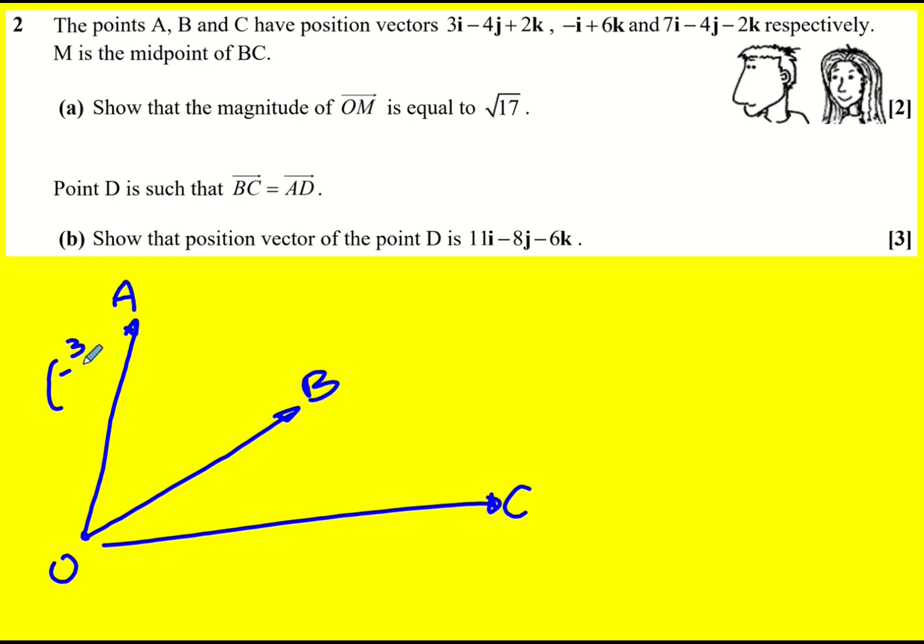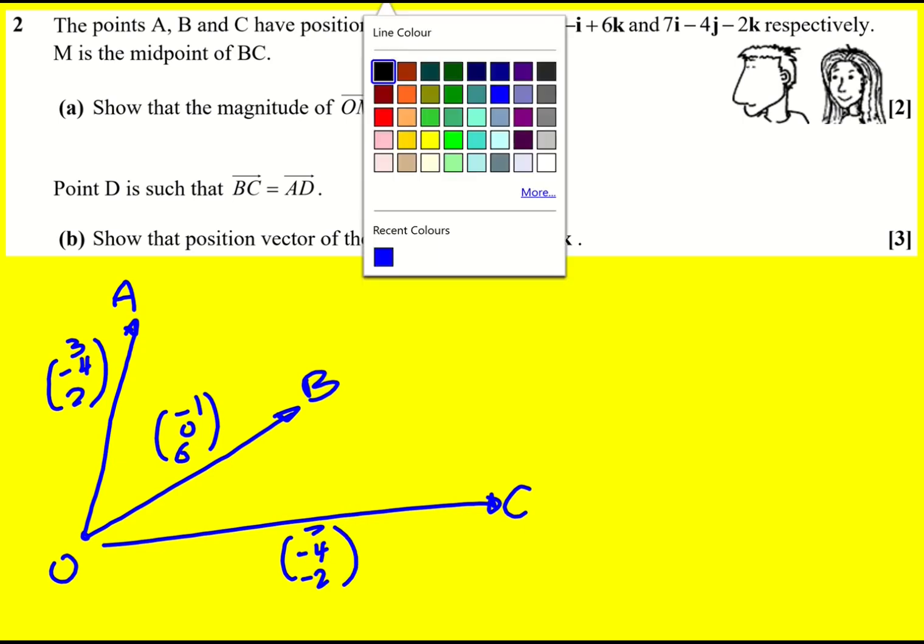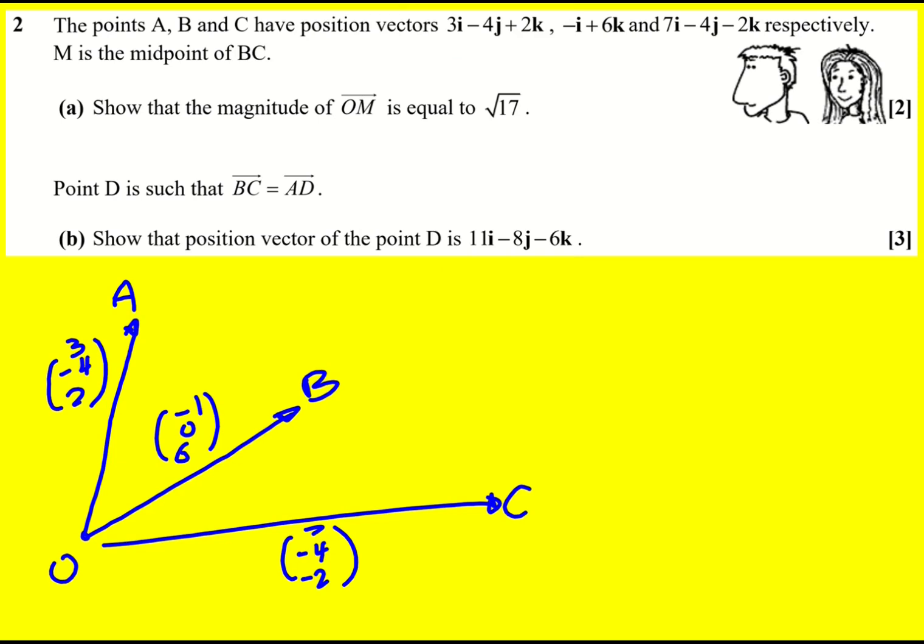So I've got 3, -4, and 2. For OB, I've got -1, and then I've got 0 for the J component and 6. And then for C, it's going to be 7, -4, and -2. Right, now we're told that M is the midpoint of BC, and I'm interested in finding the magnitude of OM.